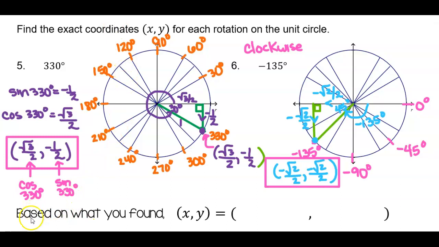Okay, to wrap it up, it says, based on what you found, what can we say about the x and y coordinates for any of these rotations? Well, we said that the x is our cosine, so cosine of our angle, and the y is the sine of our angle. Okay, well that's it for this lesson.